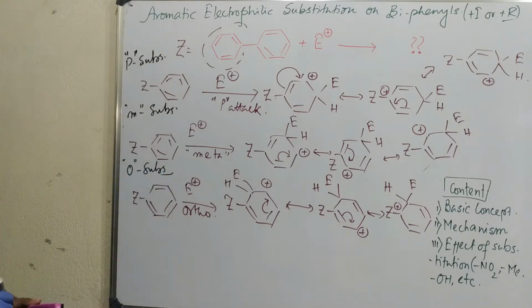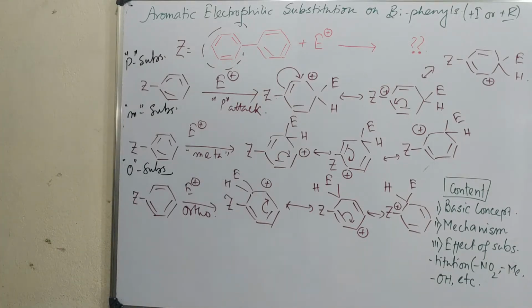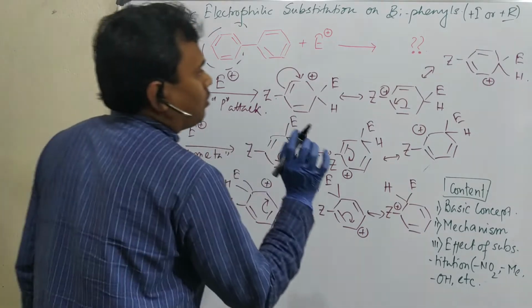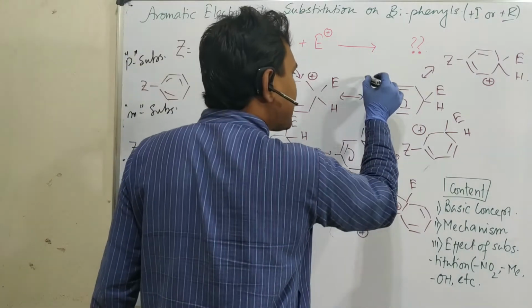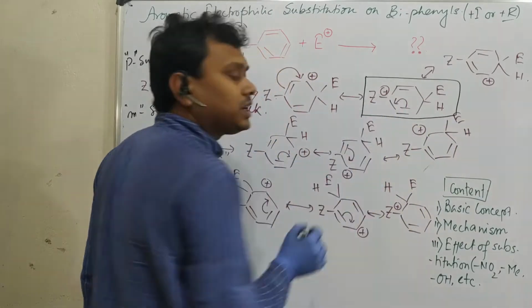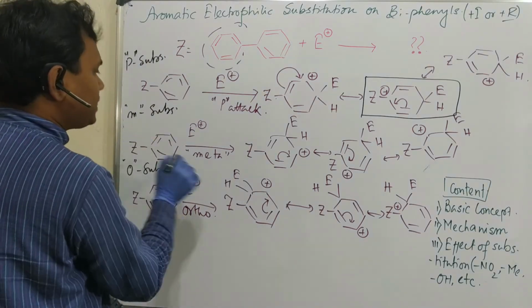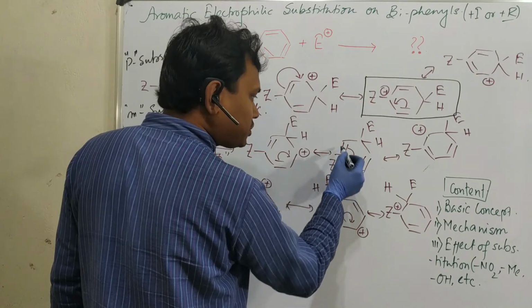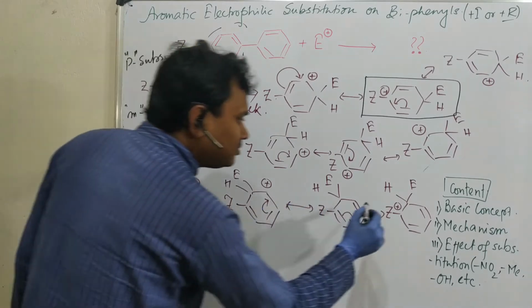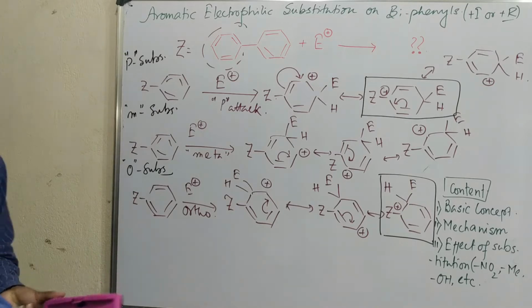Now the basic idea we will find from here. I suggest you please look carefully. What is the basic thing we are going to learn from here? See, we will focus on the canonical form where the charge is on Z. In case of para, Z is directly attached to the positive charge. In case of meta, there is no positive charge attached to Z. But in case of ortho, see this canonical form, the charge is attached to Z. Now this is our main concern.